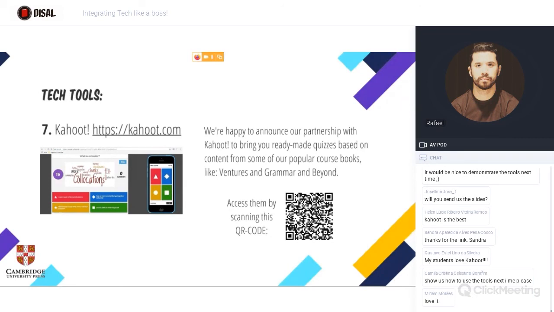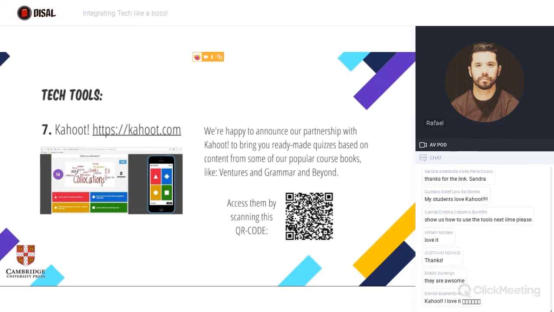I'm not sure if all of you know, but through a partnership between Cambridge and Kahoot, we now bring you some ready-made quizzes to use with your students, with content from some of our books. It is available for free, and if you want to have access to it, please make sure you scan this QR code that you have in this slide. Super interesting, ready-made Kahoots focused on lots of Cambridge course books for you.